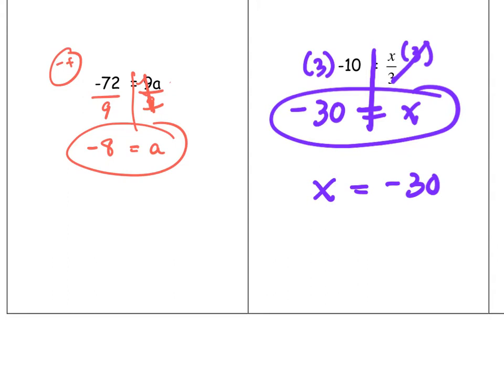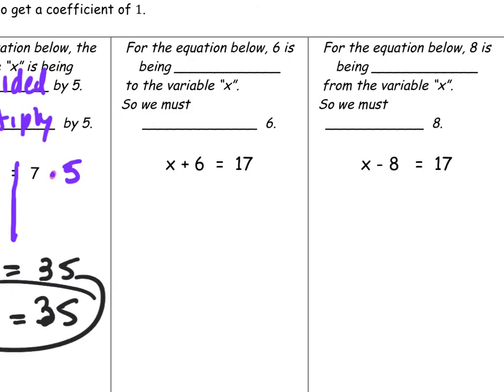Let's go to our third column on the front now. So let's look at the equation that we're given in the third column. So here's the variable. Look at what's being done. For the equation below, 6 is being added to the variable. So we want to write added. So we must do what with 6? If you said subtract 6, you're correct. That's the opposite operation.